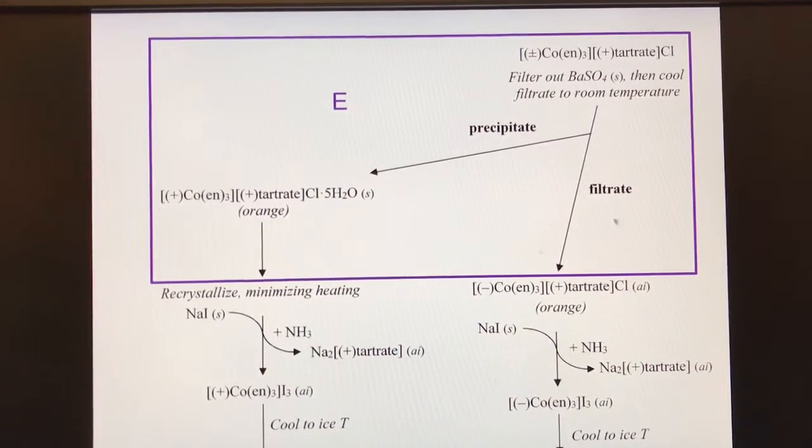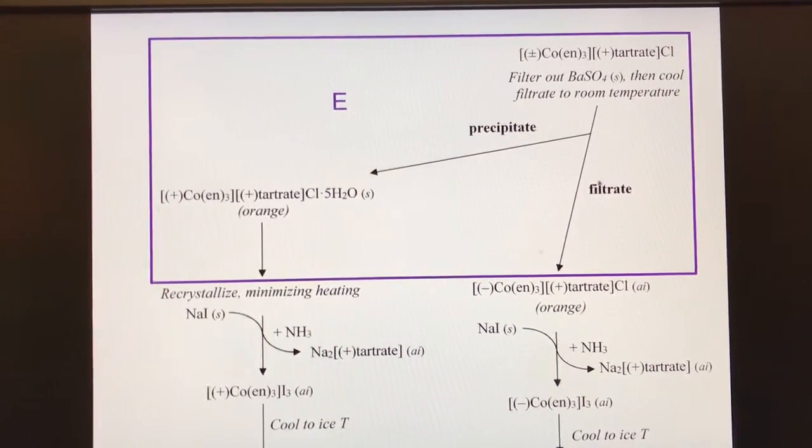And the reason why this is even possible is that this tartrate compound, the tartrate anion, is actually 2-, but it is optically active. And the way it interacts with each one of these cobalt cations is that when it is forming a complex as the counterion with the positive cobalt compound, it makes a solid, and it is less soluble than when tartrate, and the plus tartrate, is interacting with the negative enantiomer of the cobalt compound.